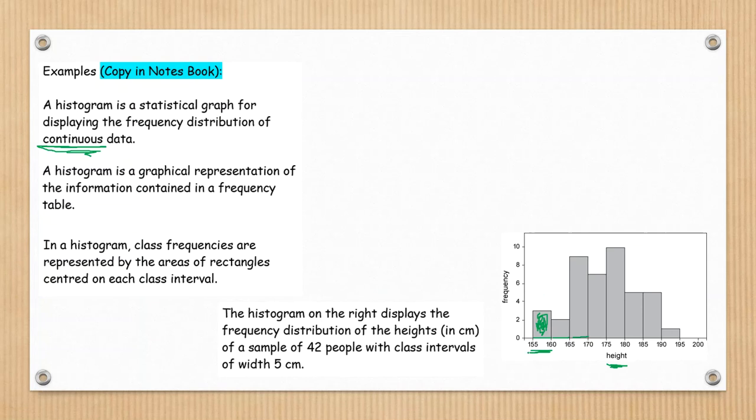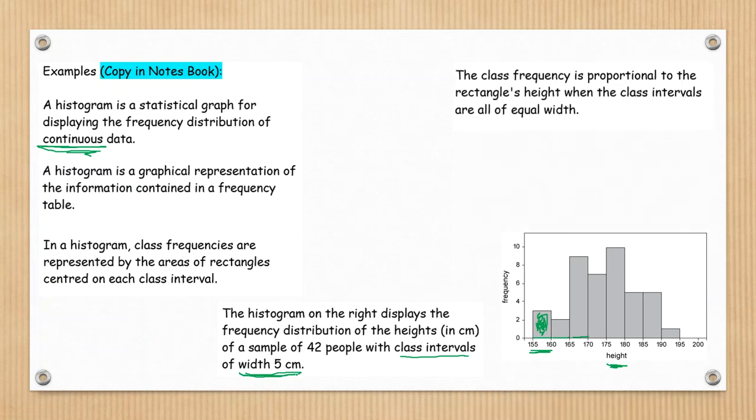So for this histogram, we have a class interval of width 5 centimeters. So we're going from 155 to 160. The class frequency is proportional to the rectangle's height when the class intervals are of equal width. So this idea of the equal width is very important. Otherwise, the graph is going to be potentially misleading.